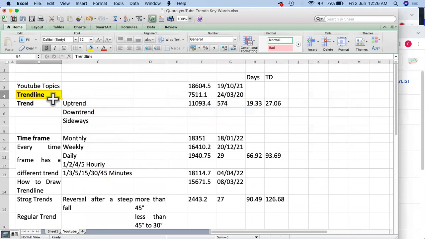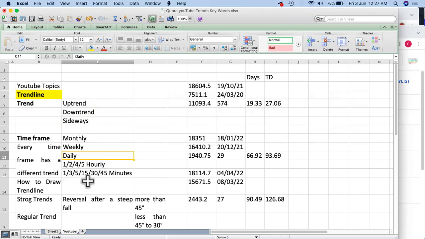Now we'll cover some basic things, like what is trend. There are three different kinds of trends that we know: uptrend, downtrend, and sideways. We are also going to see what is the time frame. Let's say, for example, we are going to have a time frame of monthly, weekly, daily. Then there are hourly, like 1 hour, 2 hour, 4 hour, 5 hours. These are hourly charts.